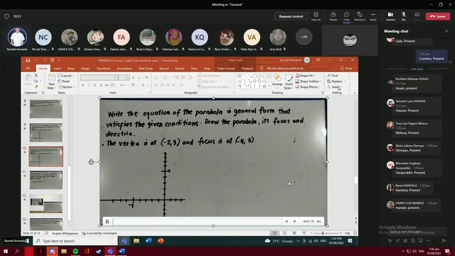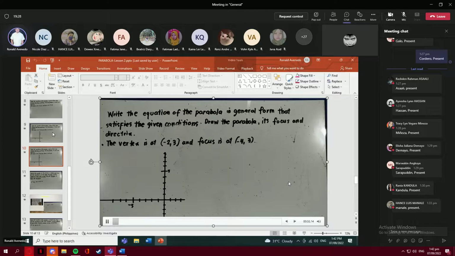This time, I'm going to teach you how to graph by counting. So this is the shortcut method. Can you hear me now? Yes, sir. So the same problem: write the equation of the parabola in general form that satisfies the given conditions. Draw the parabola, its focus and directrix. The vertex is at negative 2, 3 and the focus is at negative 4, 3.